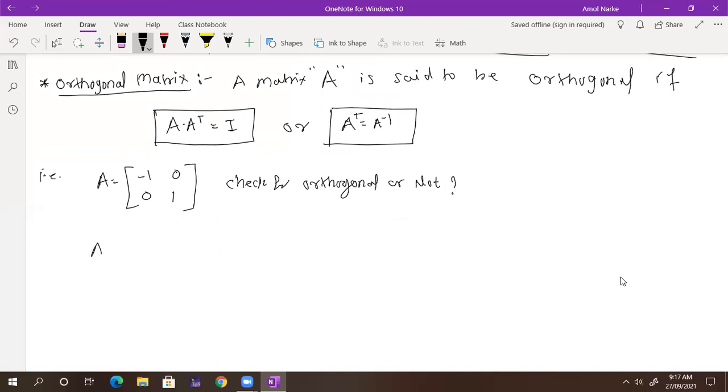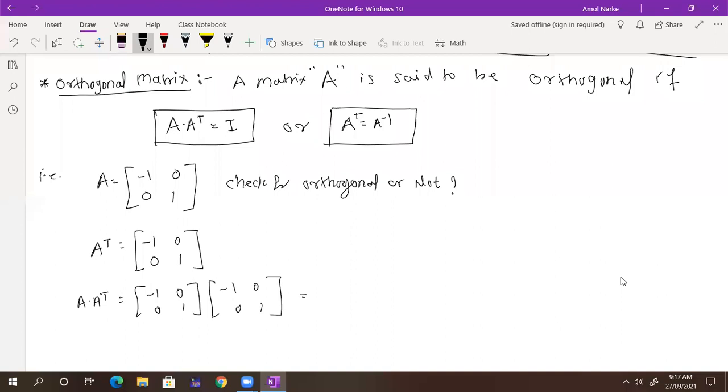Check whether it is orthogonal or not. What is A transpose here? For A equal to minus 1, 0, 0, 1, it is the same matrix. Exactly, the same matrix. Now find A into A transpose. It comes out as the identity matrix, so it is orthogonal.